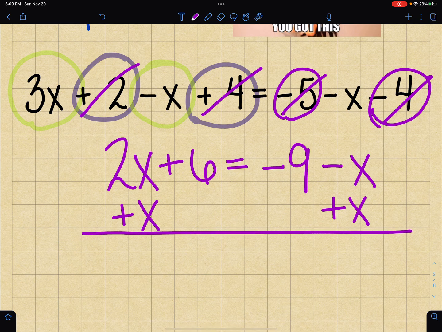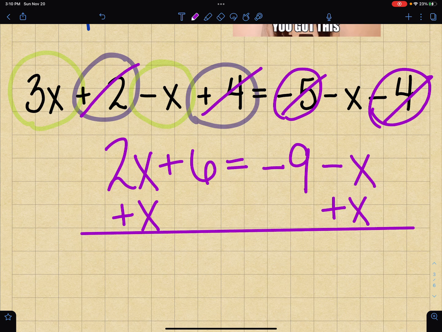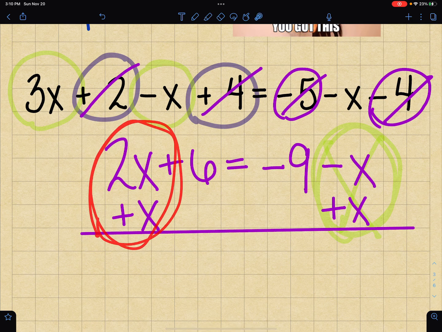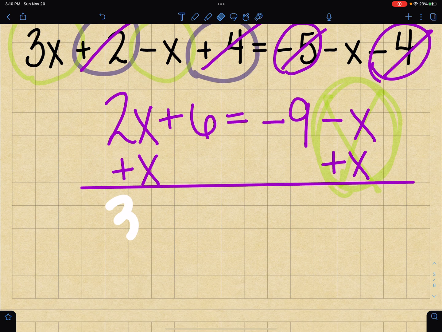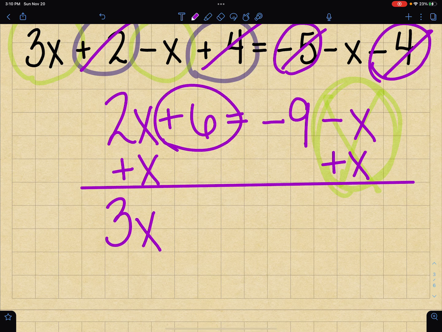You can do the same thing. It doesn't even matter that it's a variable. You can add it to the equation as long as you do it to both sides, right? So this whole side over here cancels out. The negative x plus x is going to be 0. But over here on the left, we have 2x plus 1x, and that's going to be 3x. And then I'm just going to bring down that 6. 3x plus 6 is equal to negative 9.